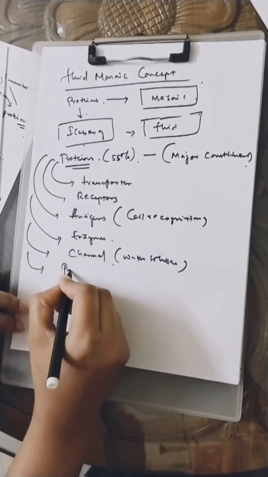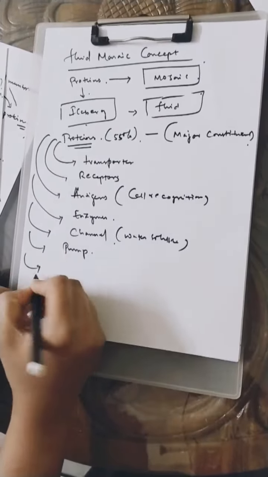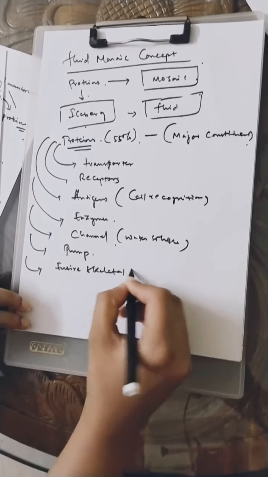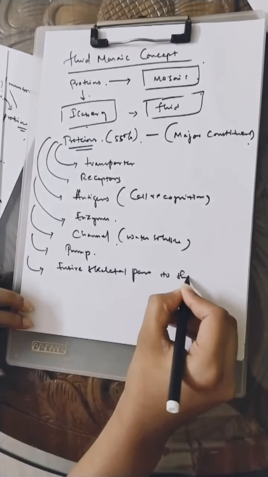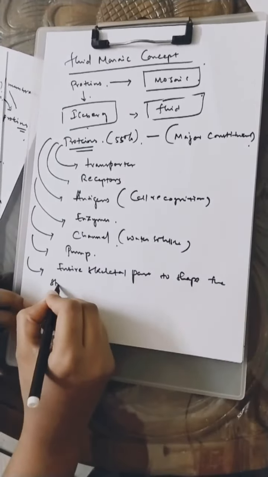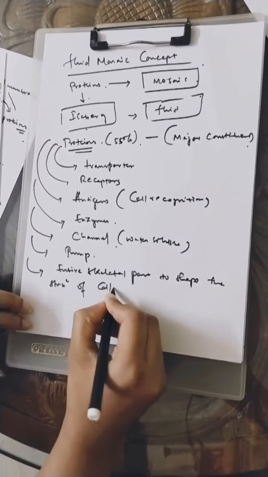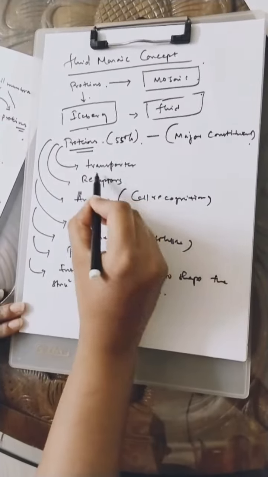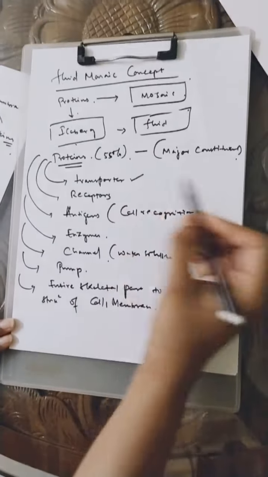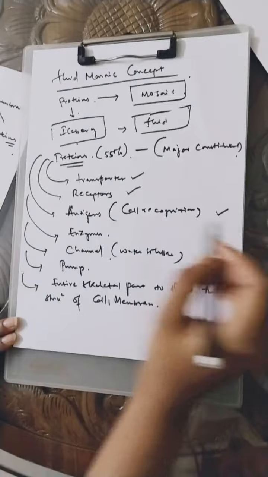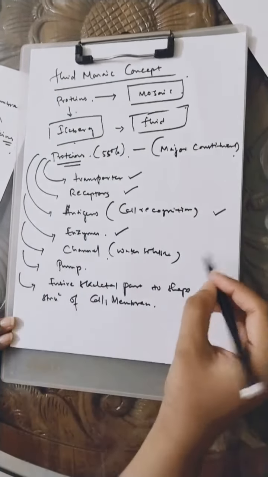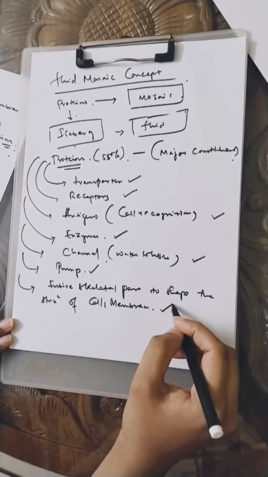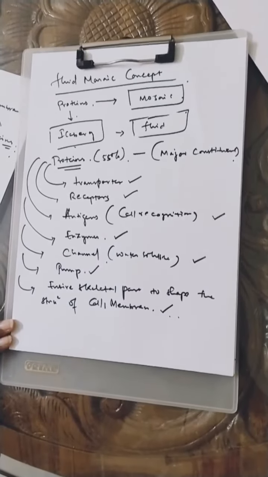They also act as pumps. They act as the entire skeletal part to shape the structure of the cell membrane. So they perform the activity as transporters, as receptors, as antigens, as enzymes. They also act as channels and pumps. Also they act as the skeletal part to shape the structure of the cell membrane.